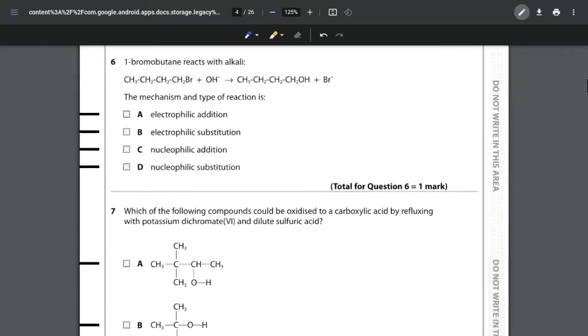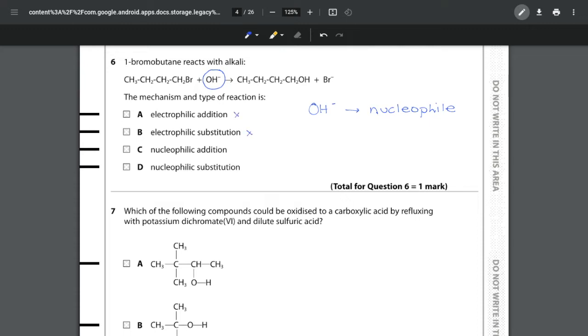Moving on to question number 6, we're looking at the 1-bromobutane reacting with alkali in this reaction, and what is the type of reaction and mechanism. Well, we have to look here at what's actually happening. So first of all, we have this OH minus, and anything that is a negative charge is going to be a nucleophile, meaning it is negative itself and is attracted to an area of high electron density. So that can automatically get rid of A and B.